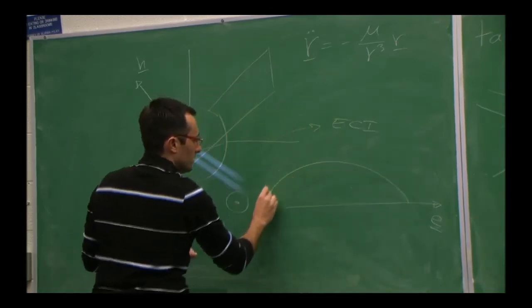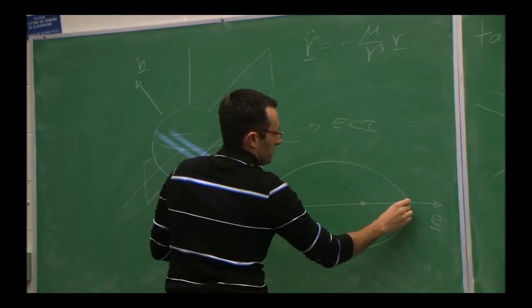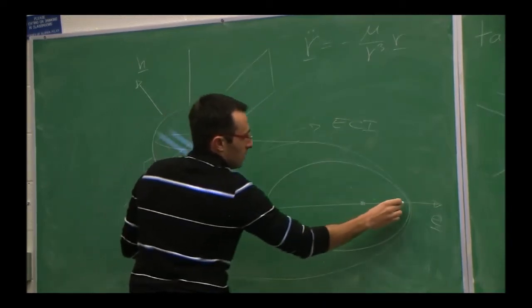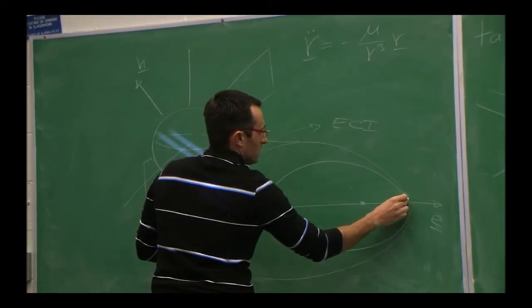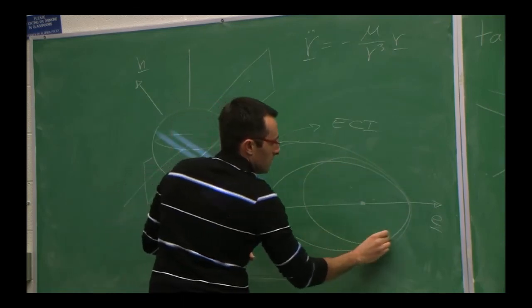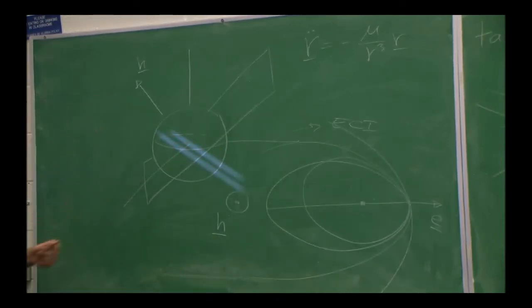That's really all we have done so far. So we have eccentric orbits, we have parabolic orbits, well, we have circular orbits. I don't know if I want to make it tangent to this one. Yeah, why not? And then we can have hyperbolic orbits depending on H and E.